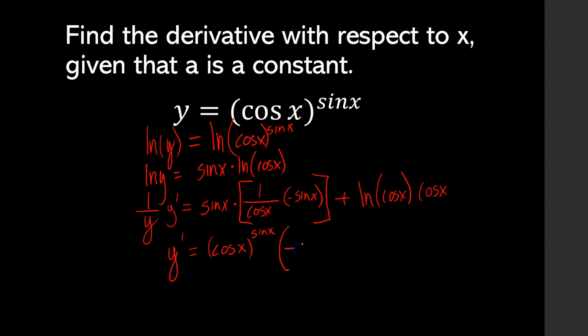Sine times negative sine is negative sine squared over cosine. Maybe there's a better way to write that. How about negative sine of x tangent of x plus cosine of x times natural log of cosine of x. I just put this cosine first.